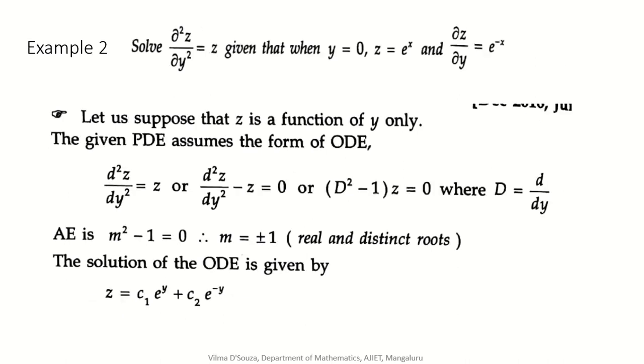Whereas, go to the second problem. You got z = C1 e^y + C2 e^(-y). Here we have assumed z is a function of y only and got this solution. So C1 and C2 must be functions of x. Okay, is that clear? Hope it is clear for you. If you are considering z is a function of x only, the constants are functions of y. If you are considering z is a function of y only, the constants will be functions of x. Okay. With that, we will go to the next problem.